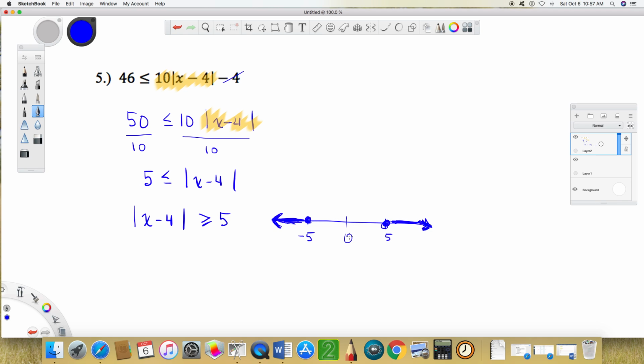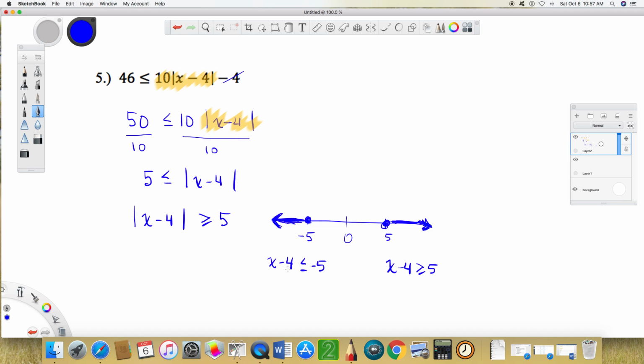So when the arrow is pointing away from the absolute value, I'm away from the middle. That tells me how to set up my two inequalities: this x minus 4 might be less than or equal to negative 5, or this x minus 4, its distance is more than 5 units away from 0.